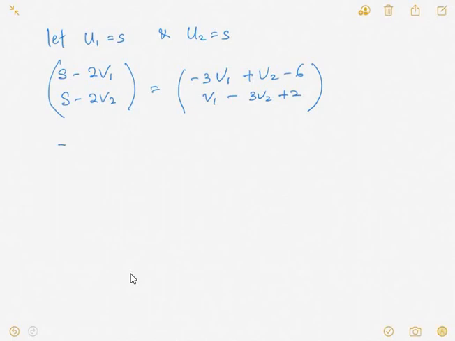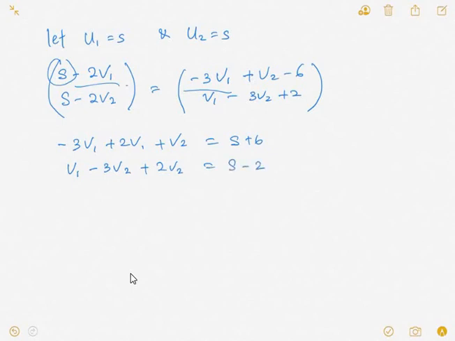So you generate the equations: negative 3v1 plus 2v1, okay? And then plus v2 equal to s plus 6. v1 minus 3v2 plus 2v2 equal to s minus 2. So you have two equations.